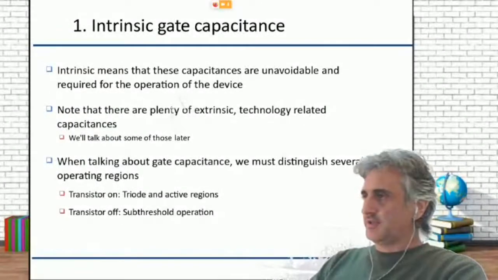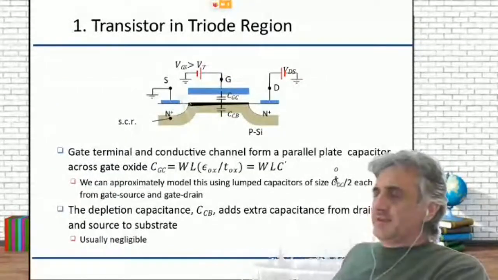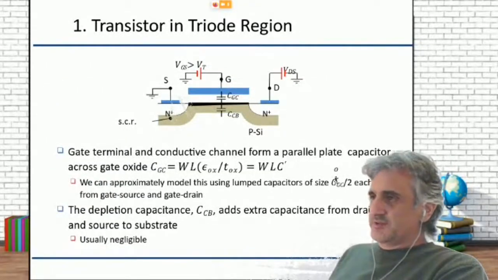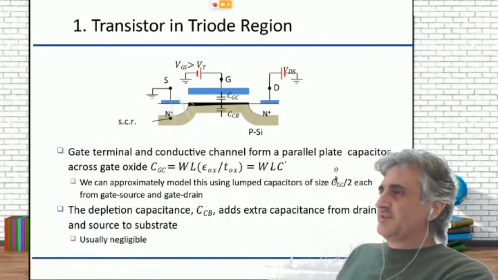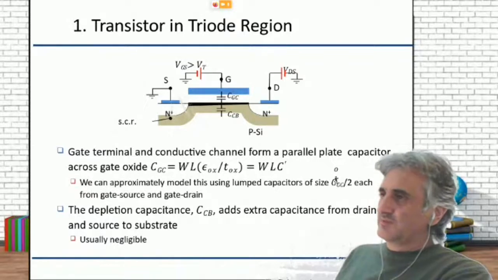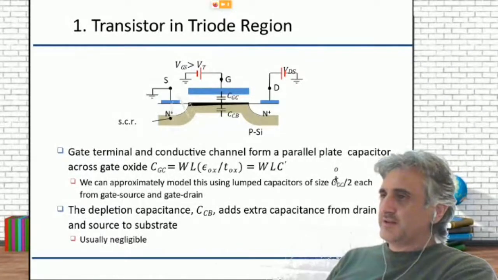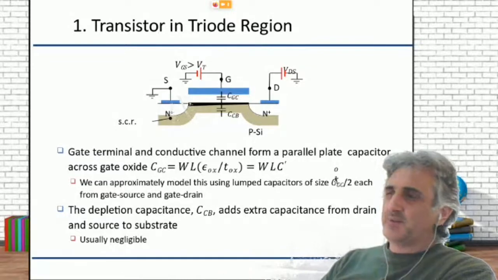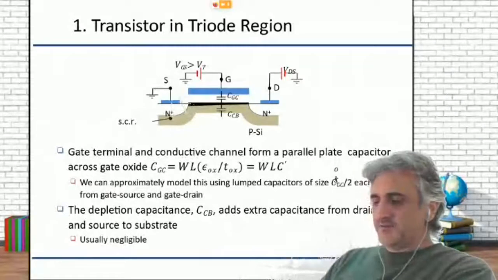No? Okay. So, first of all, let's see the transistor in the saturation region. For the transistor in the saturation region, the gate and the conductive channel are basically a parallel plate capacitor, which is what we expect.